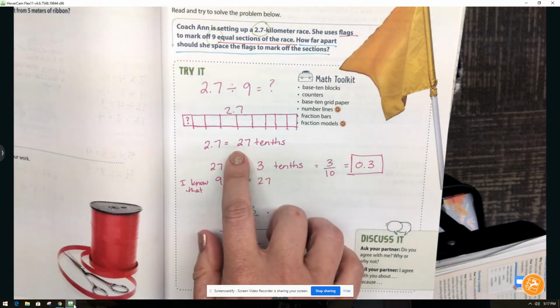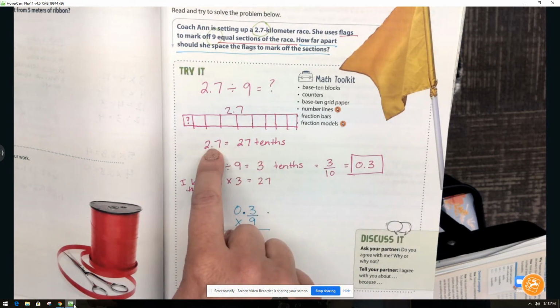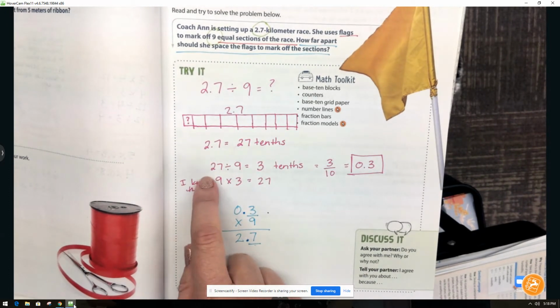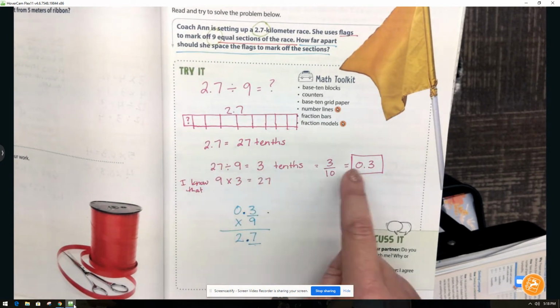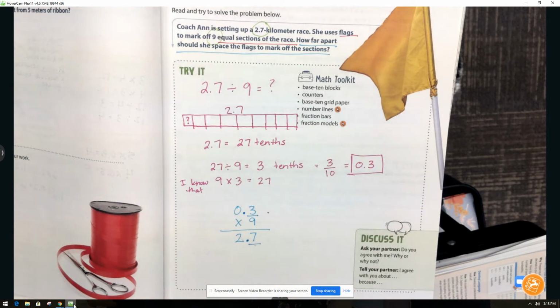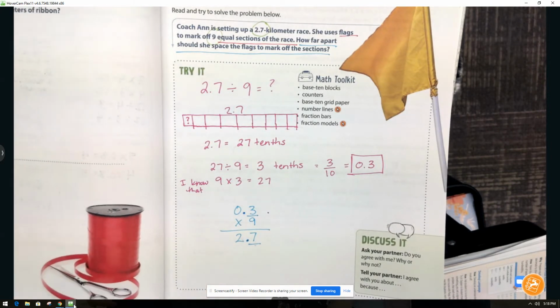Now, the easiest way to remember to do this is to change the decimal into tenths, or hundredths if we were working with that. Then do the math fact that you know, and then convert it back to a decimal. That, in my opinion, is probably the easiest way to do it. But we are going to look at a couple of different ways. So go ahead and turn the page to page 352.